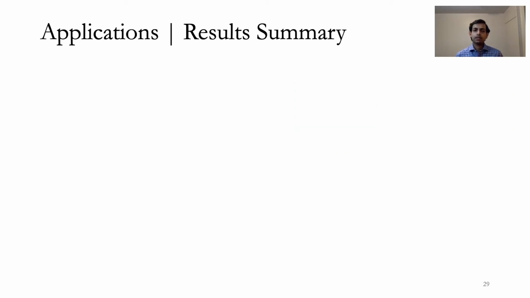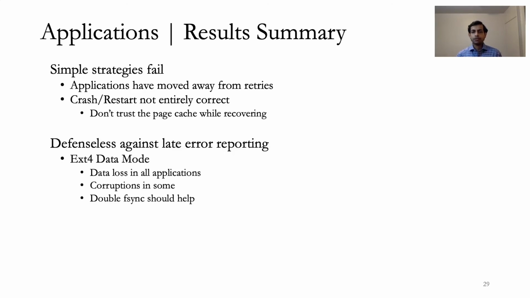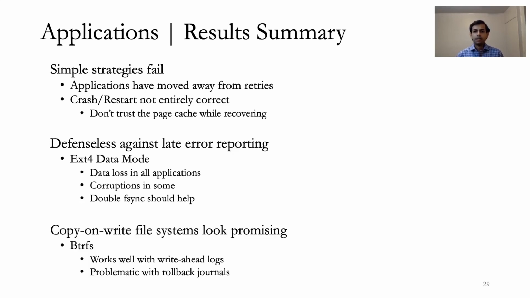So to summarize, simple strategies aren't effective, and you don't want to trust the page cache while recovering state. Most applications have issues with ext4's data mode, but doing a double fsync seems like a quick fix. And Btrfs's copy on write approach is promising, but you have to be careful when using a rollback strategy.